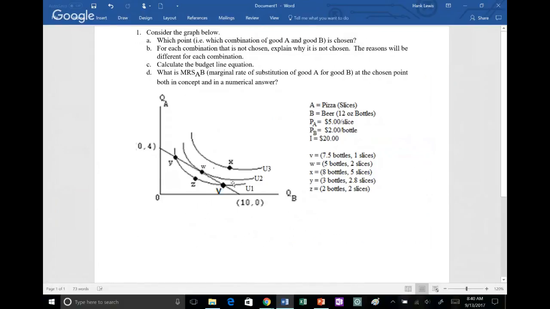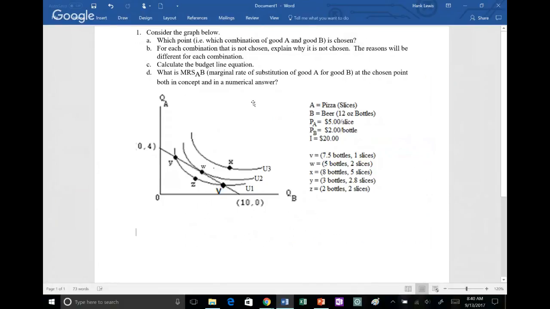The flip side with V. V, you'll notice here, has got more beer. It includes that little stubby bottle, but it also has less pizza. V, it's too much B, not enough A. Too much pizza, not enough beer. And so out of all of these, that is the chosen point, okay?